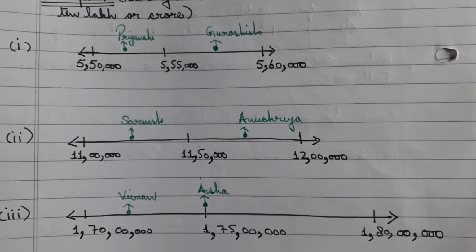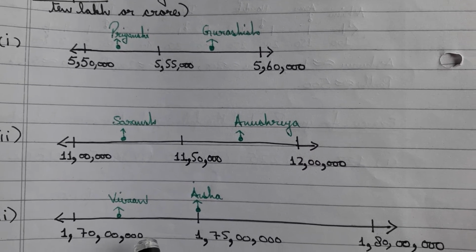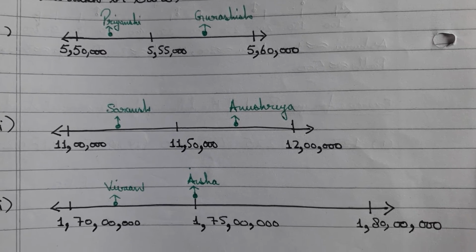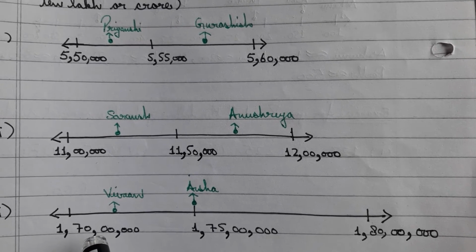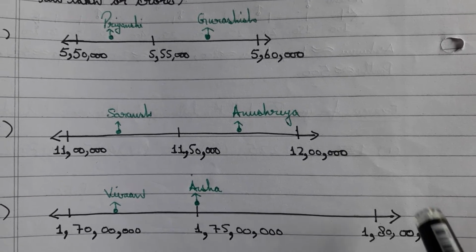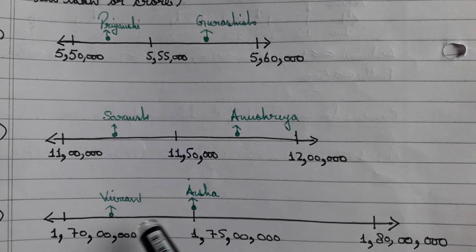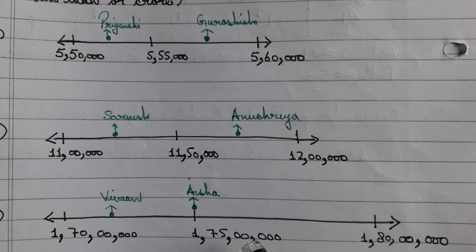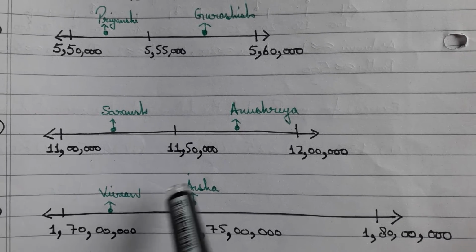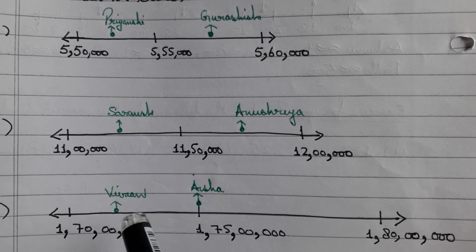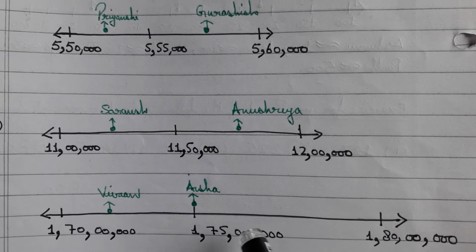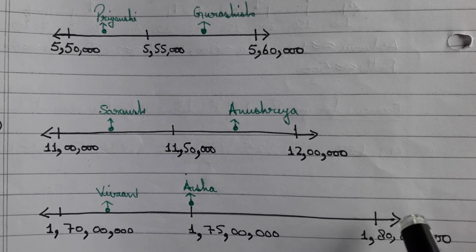Now look at this one. So now units, tens, hundreds, thousand, 10,000, lakhs, 10 lakhs, crores. So 1 crore, 70 lakhs. Alright. 1 crore, 75 lakhs and 1 crore, 80 lakhs. So Vivan is between 1 crore 70 lakhs and 1 crore 75 lakhs, and Aisha is at 1 crore 75 lakhs. So both of them have a lot of money here. So look at Vivan. What would be the approximate value? His would be 1 crore 70 lakhs and Aisha's would be 1 crore 80 lakhs. So that would be the approximate value.